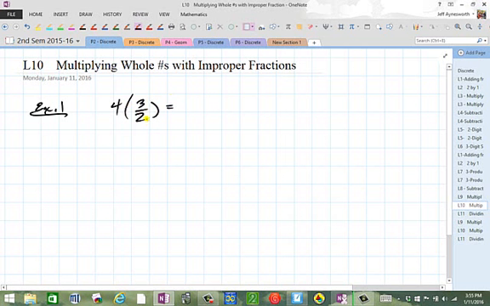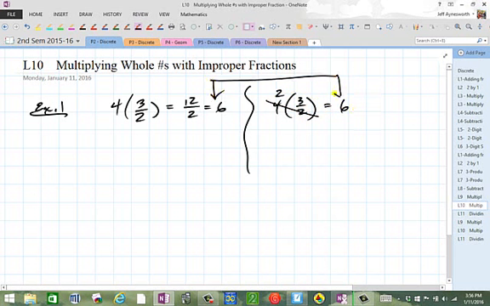Let's see if you can figure out which one's going to be the easiest, especially as we get bigger and bigger numbers. The first way to do it is 4 times 3, which is 12, then divide it by 2, which is 6. Or if we rewrite the same problem, you can divide first and then multiply. So 4 divided by 2 is 2, and 2 times 3 is 6. Notice that the answers are the same, and they better be, because there's only one correct answer for each one of these problems.